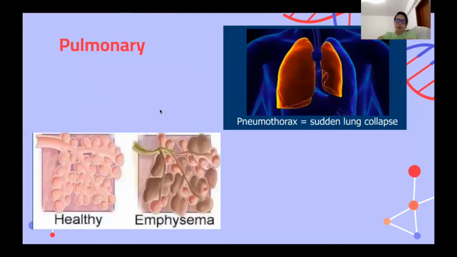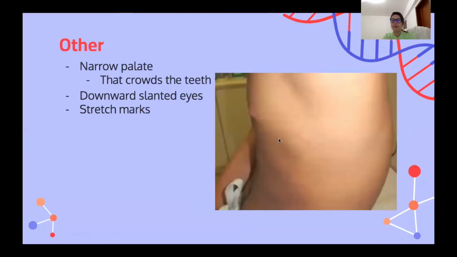Then continuing with the pulmonary features, we see unhealthy alveoli and alveoli impacted by emphysema, as well as pneumothorax, which is a sudden collapse of the lung, which we see on the diagram's left lung. So what other features can we see? We can see the narrow palate, which crowds the teeth. We can see downward slanted eyes and stretch marks.